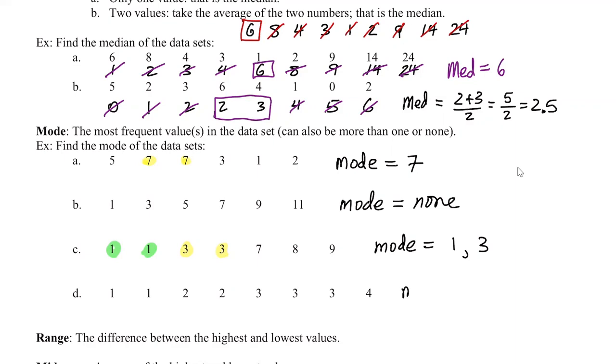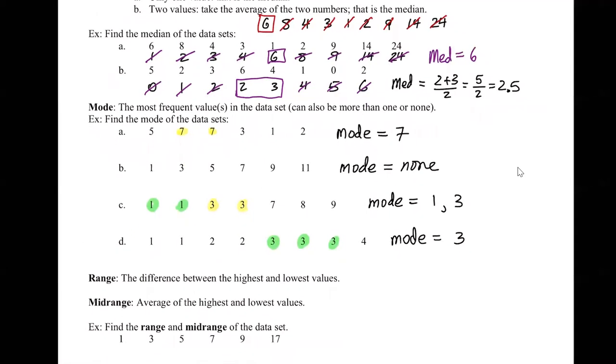But then this is my version of a trick question in D. And this is what I was saying here. Just because a value repeats doesn't mean that it's necessarily going to be the mode. Like 1 and 2 both repeat, but they don't repeat as frequently as 3 does. So 3 occurs more frequently than everything else. So 3 is my mode in this case.